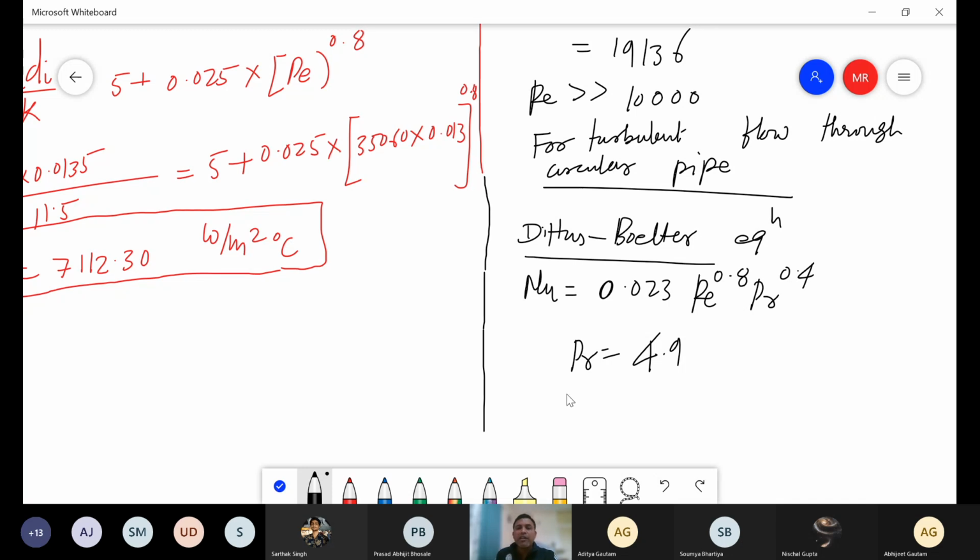So Prandtl number is 4.9. Now in this case, we can calculate the Nusselt number. So that is HD by K. That is the Nusselt number. What will be the D in this case?